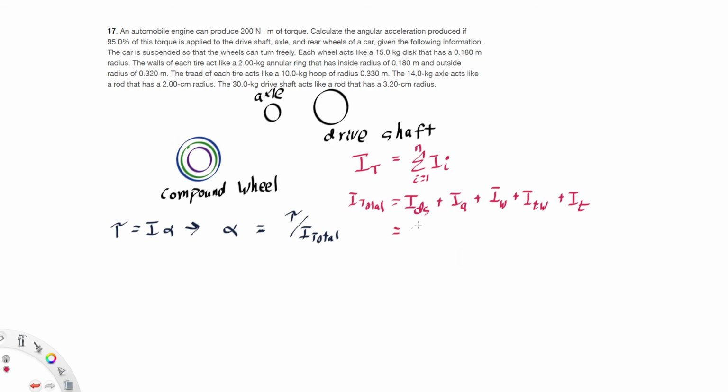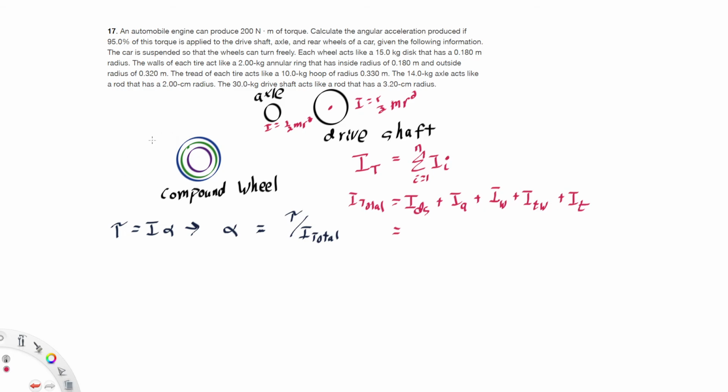All right. So the drive shaft, they tell us, acts basically like a rod. So if we're rotating about our center axis, the moment of inertia of a rod like that is equal to 1/2 mr squared. Actually, let me organize this a little better. So the drive shaft's I is 1/2 mr squared. The axle is also going to be 1/2 mr squared.